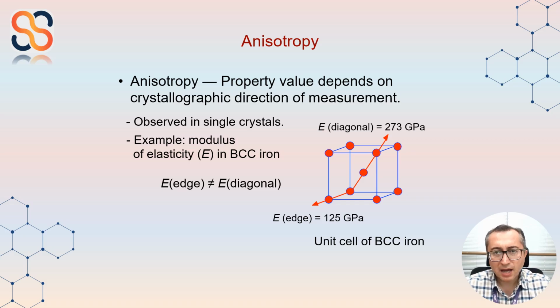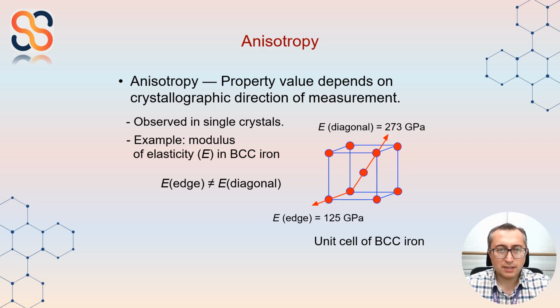The modulus of elasticity demonstrates anisotropic behavior in BCC iron. E equals 73 gigapascals in one direction, but E equals 125 gigapascals in another. It means that the stiffness of the material varies significantly depending on the direction in which it is measured.